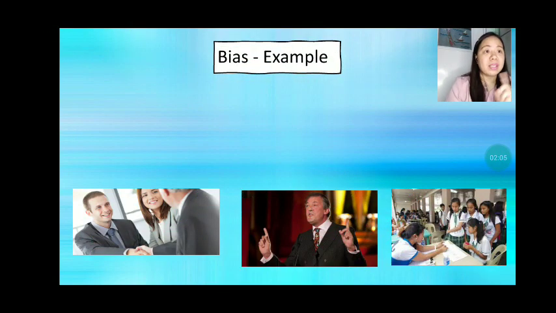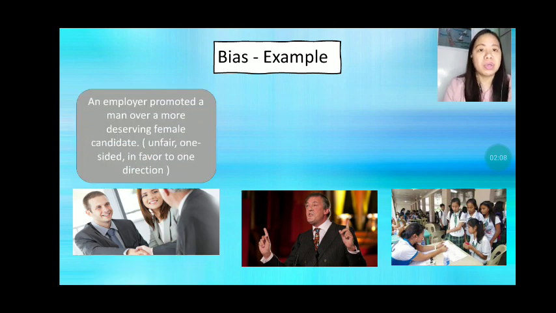I have in here examples of bias. I have in here a picture. The first picture is about an employer or a boss who promoted a man over a more deserving female candidate. So in here, he became biased. It's because pag sinabi natin bias, most of the time there are choices. In this example, there are two choices. The employer will choose the man or the woman working in the company. But then the employer only chose the man over the woman. So he became biased in a way.